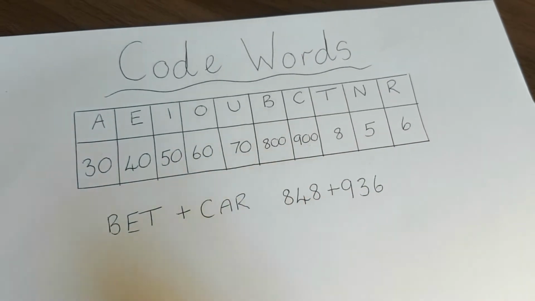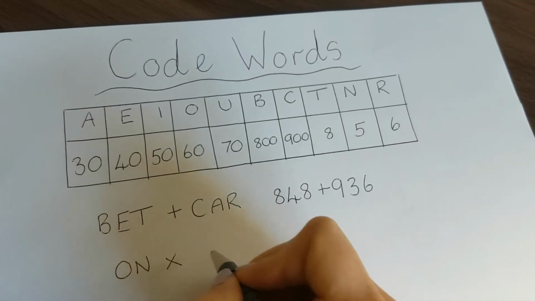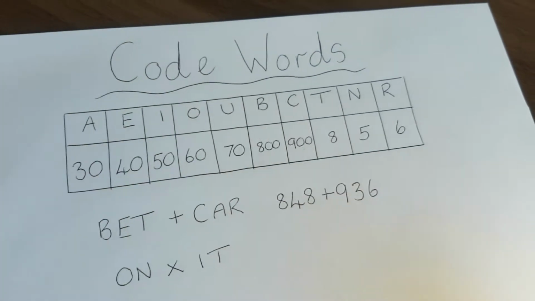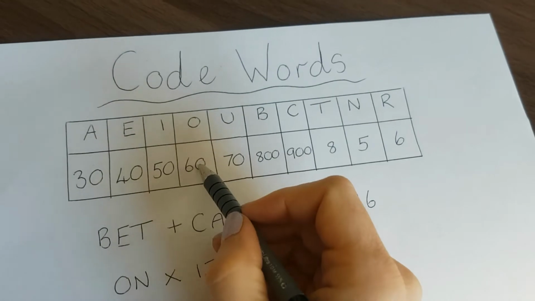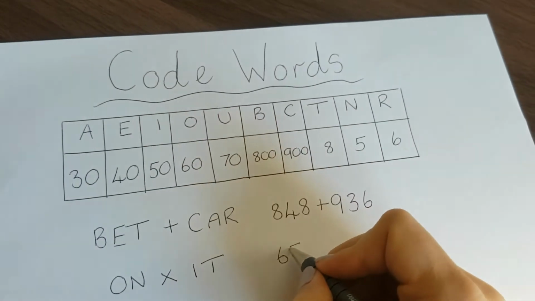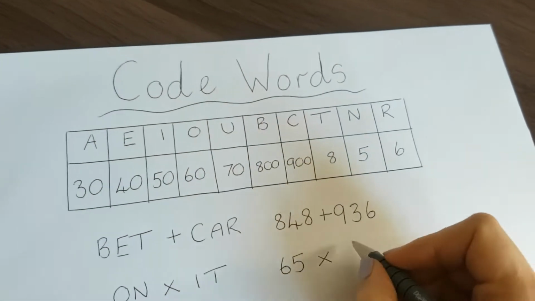Or you could do something like on multiplied by it. That question would be 60 for O, N is 5, 65, times it, 50 and 8, 58.